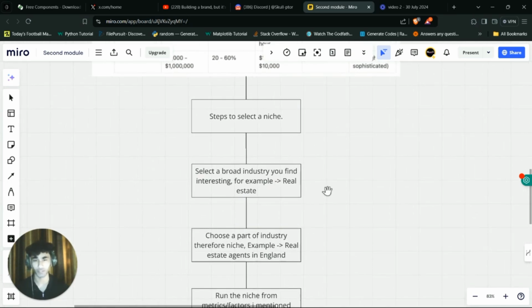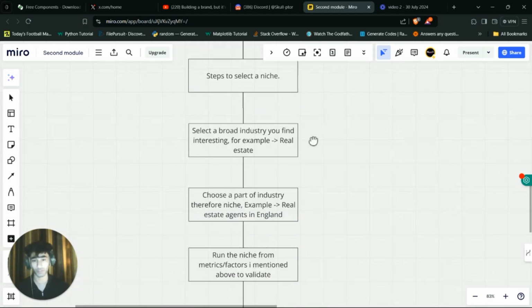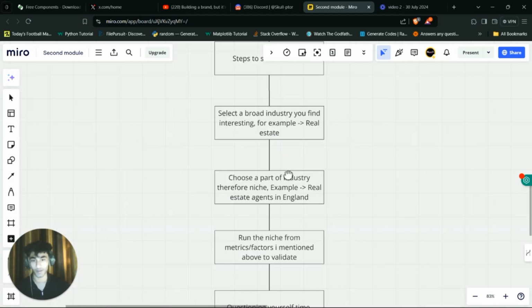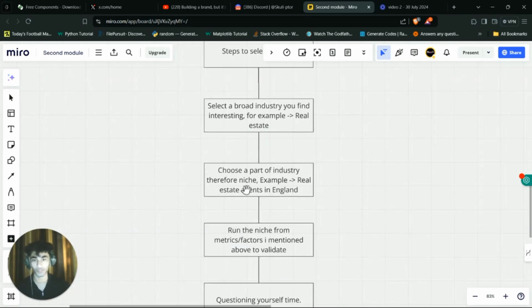I personally never understood real estate that well, so I always went with other niches like fitness and healthcare. Fitness, as I've always been very interested in the gym and everything, so it's one of the things I know pretty well, right? Now next comes in choose a part of the industry, therefore a niche.